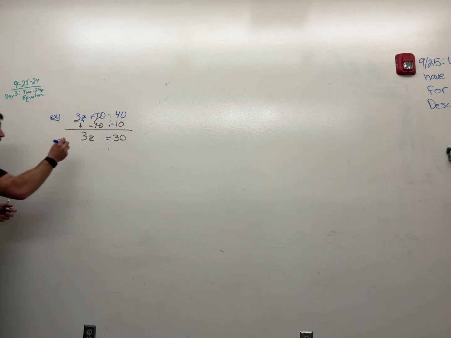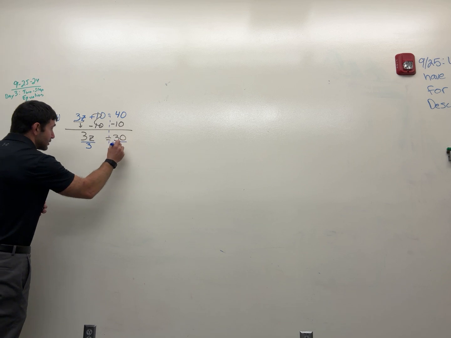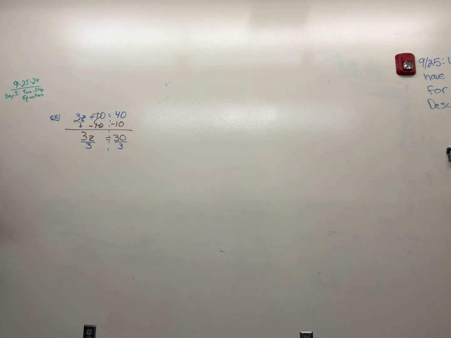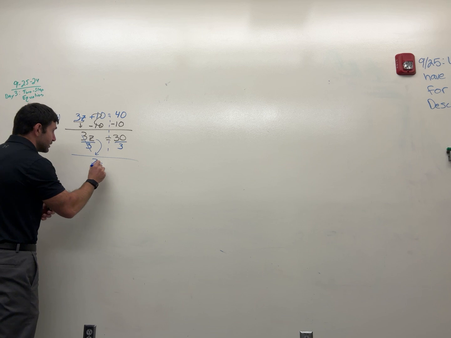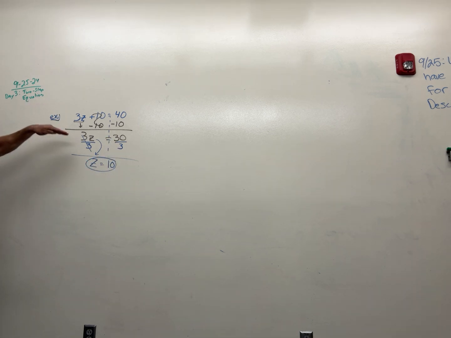We divide. In these problems, 95% of the time we're going to add or subtract first, then multiply or divide. 3 divided by 3 is 1. 1 what? 1z. 30 divided by 3 is 10. 1 step, 2 steps. Questions on this one? And if you have a lot of questions, cool, let's keep going and see another example.